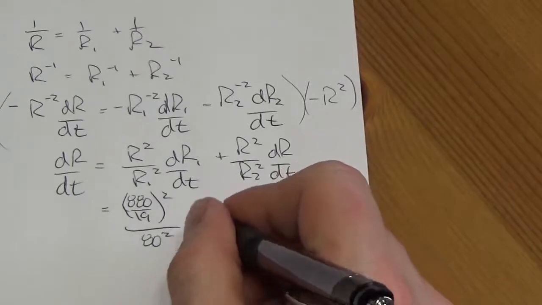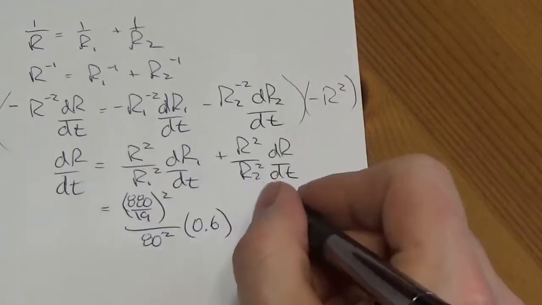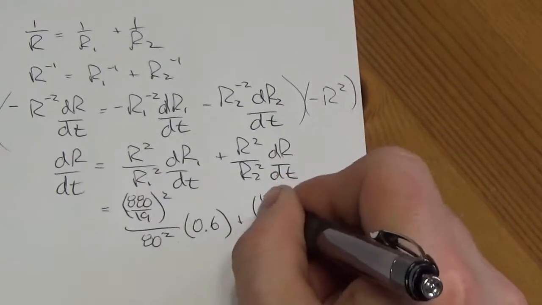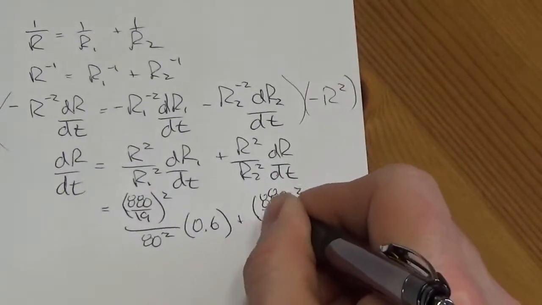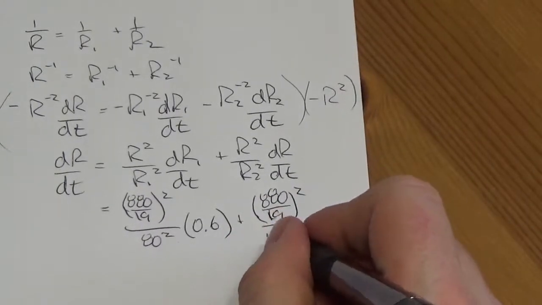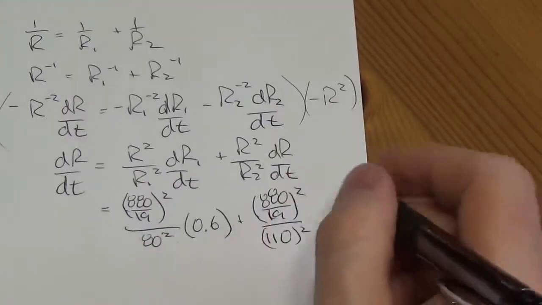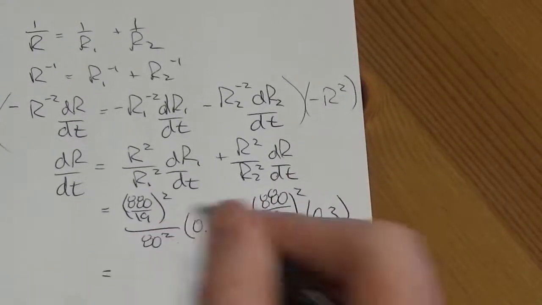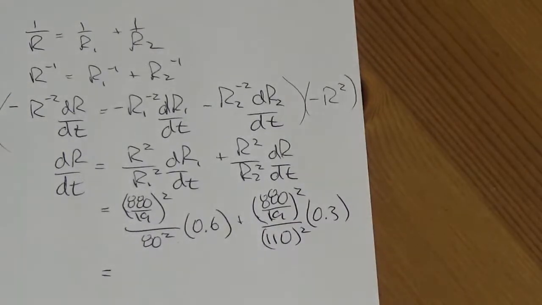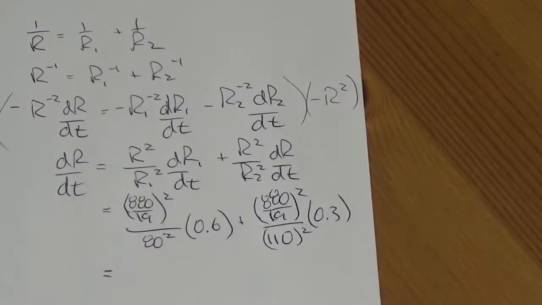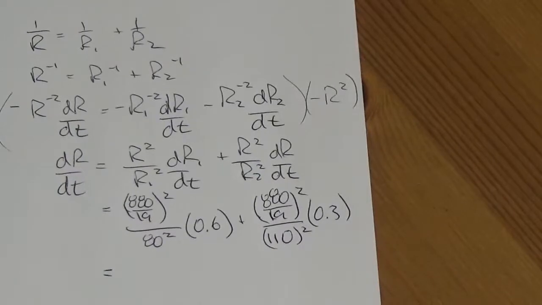And then this is going to be 0.6, dR1 by dt. And this is going to be, again, 880 over 19 squared, over R2 squared. R2 is 110 squared, and dR2 by dt was 0.3. Now because I've got the two decimals there, I suspect that the final answer can be written in decimal form, and there won't be a problem with that.